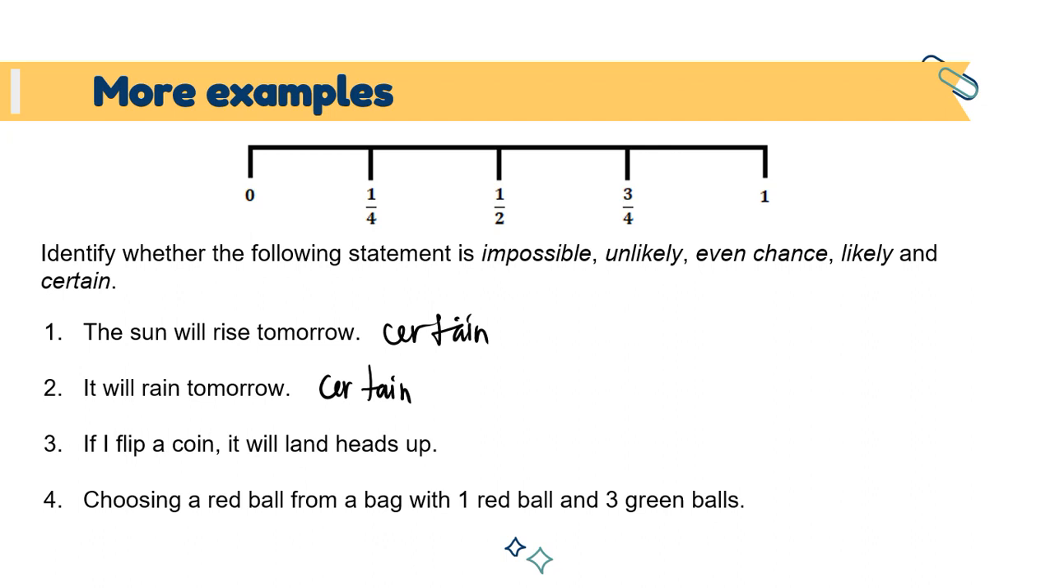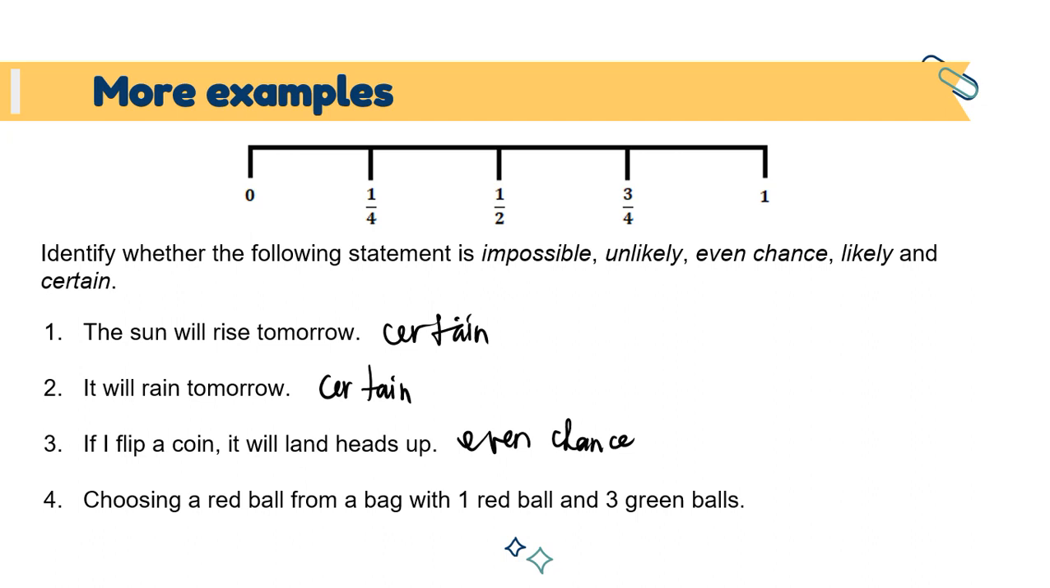And the number 3, if I flip a coin, it will land heads up. That is even chance. So, naging even chance siya since kapag nag-flip tayo ng coin, dalawa lang naman ang pwedeng lumabas. It is either it can be head or it can be tail. So, 50% po na makakakuha ka ng head and that is even chance.